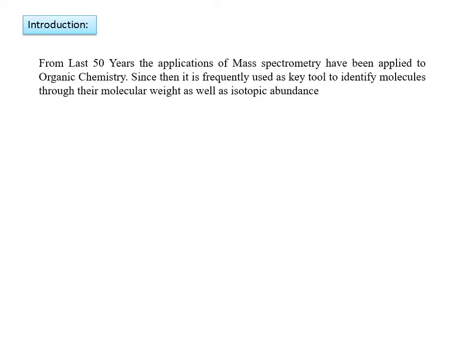We will see the introduction of mass spectrometry. For the last 50 years, mass spectrometry has been applied to organic chemistry, and it can be used as a key tool to identify molecules through their molecular weight as well as their isotopic abundance.